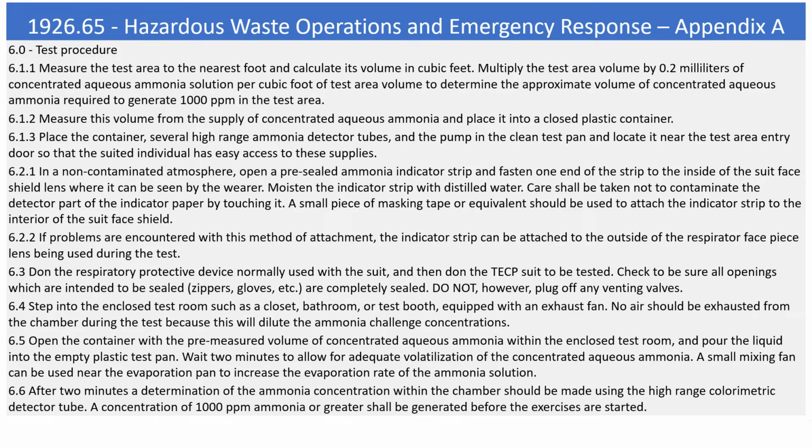6.2.1. In a non-contaminated atmosphere, open a pre-sealed ammonia indicator strip and fasten one end of the strip to the inside of the suit face shield lens where it can be seen by the wearer. Moisten the indicator strip with distilled water. Care shall be taken not to contaminate the detector part of the indicator paper by touching it. A small piece of masking tape or equivalent should be used to attach the indicator strip to the interior of the suit face shield. 6.2.2. If problems are encountered with this method of attachment, the indicator strip can be attached to the outside of the respirator face piece lens being used during the test.